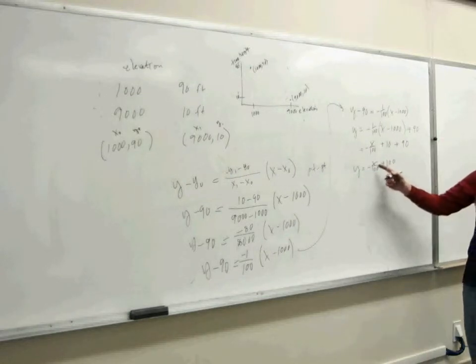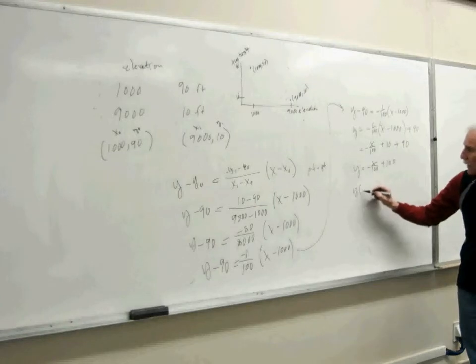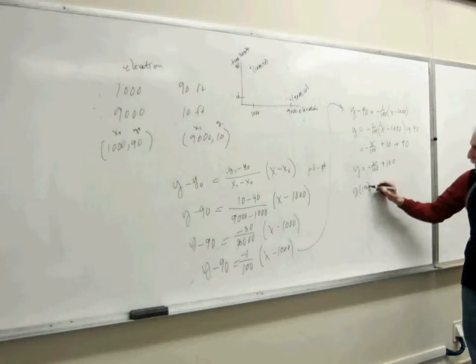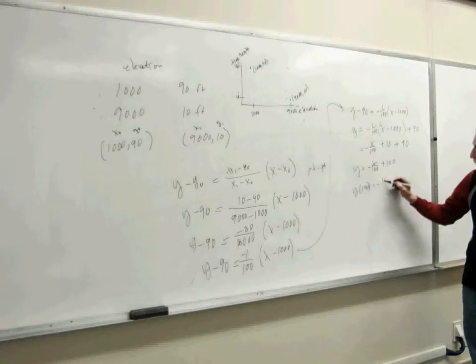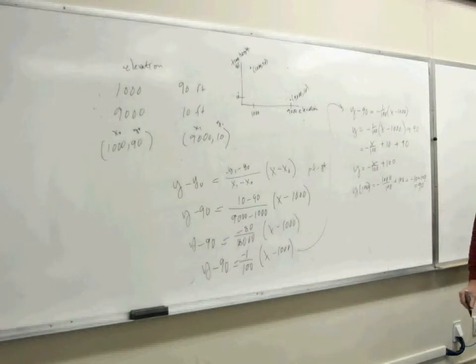We said that when x is equal to 1,000, the height was 90, right? Let's just see what happens if we say y of 1,000 is equal to minus 1,000 over 100 plus 100. Well, that's minus 10 plus 100. Yep, that's 90 feet. So at 1,000 feet, the height of the trees is 90 feet.